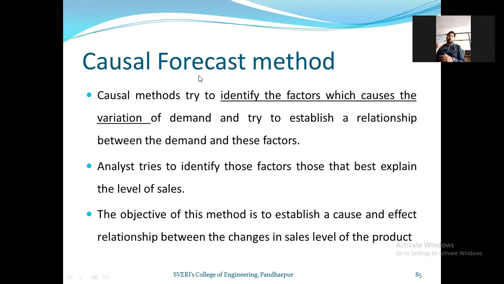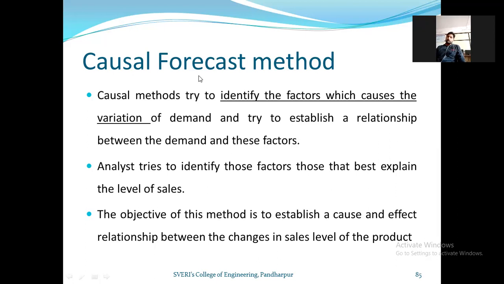So the causal method tries to identify the factors which cause the variation of demand and tries to establish a relationship between the demand and these factors. What is meant by relationship, or how to establish a relationship?